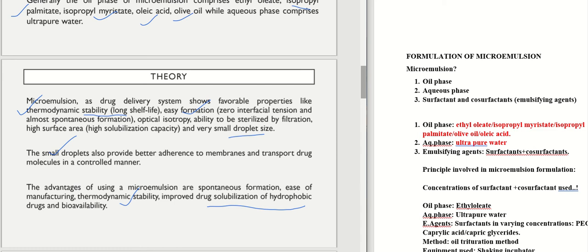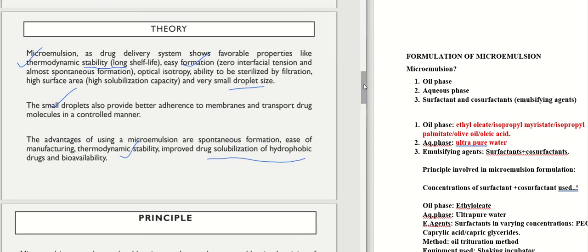And how can this microemulsion be used as a drug delivery system? For example, this is a beaker and it has small oil droplets dispersed in water. If we dissolve the drug in the oily phase and disperse it in the aqueous phase, we get oil droplets loaded with the drug particle.